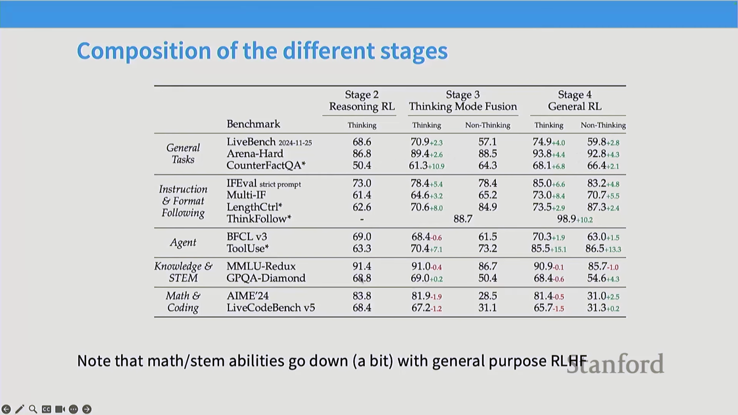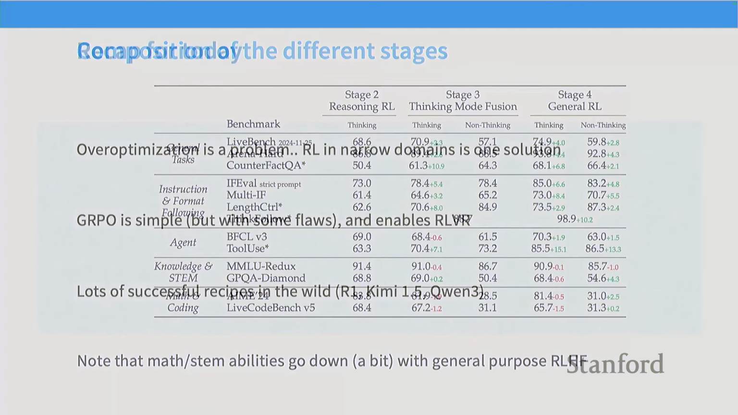But if you look at math or STEM performance, in the thinking case, general RL hurts performance, and in the non-thinking case, it helps performance. So there really seems to be at least somewhat of a trade-off in, do I optimize for general purpose instruction following up here, or do I optimize for math and coding down here, right? And so those are interesting properties that are emerging, and it'll be cool to see more future models sidestep these trade-offs somehow.